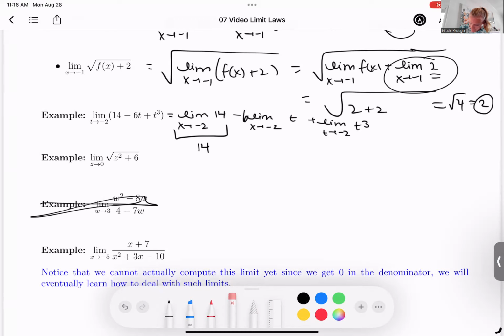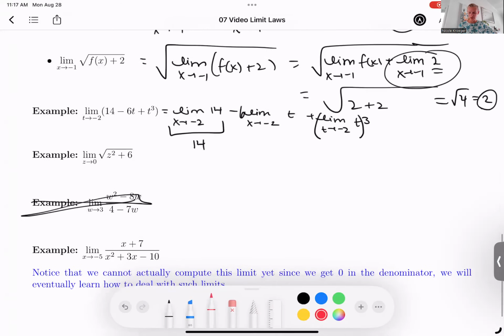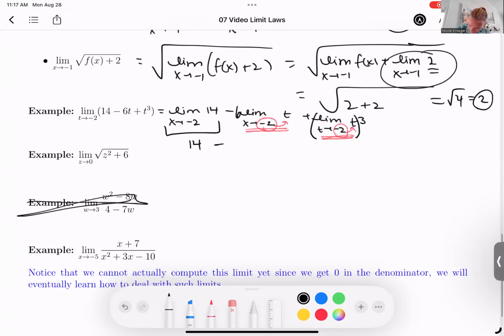Okay, and then the last one has a t cubed. Limit law number 8 tells me I can do the limit and then I can cube that. Okay, so now we just have to worry what happens to these 2 pieces. If I have just a single t, this is property number 7, where I can just plug that -2 in. So I get -2 out for both of those limits. So I'm going to have 14 minus 6 times -2 plus -2 cubed. Okay, and when I do all of that, I get 18 out.